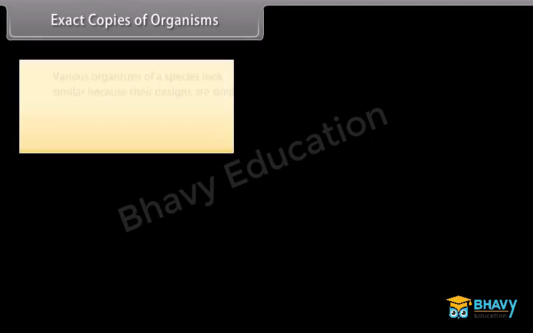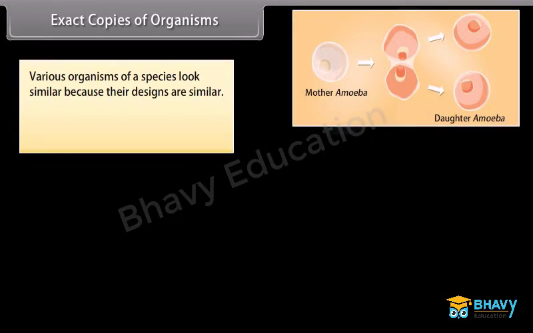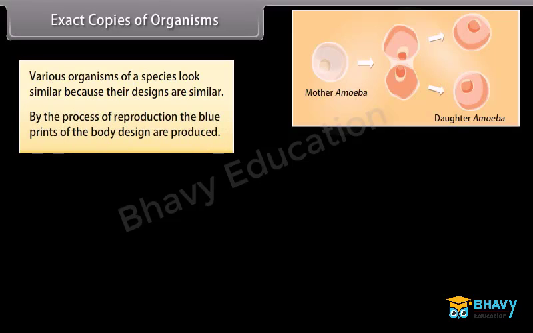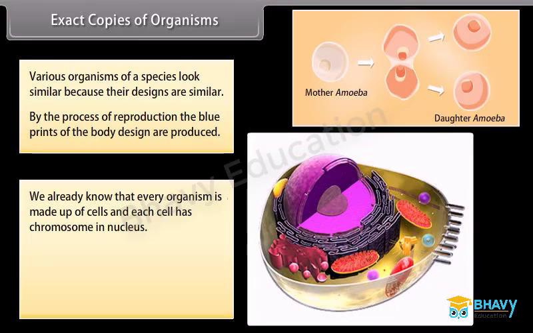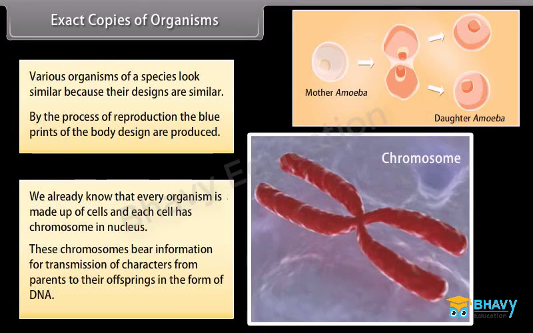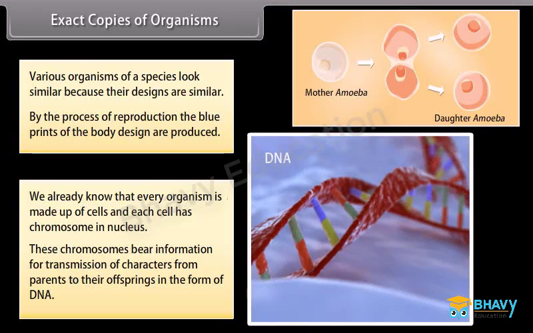Exact copies of organisms. Various organisms of a species look similar because their designs are similar. By the process of reproduction, the blueprints of the body design are produced. We already know that every organism is made up of cells, and each cell has chromosome in nucleus. These chromosomes bear information for transmission of characters from parents to their offsprings in the form of DNA.